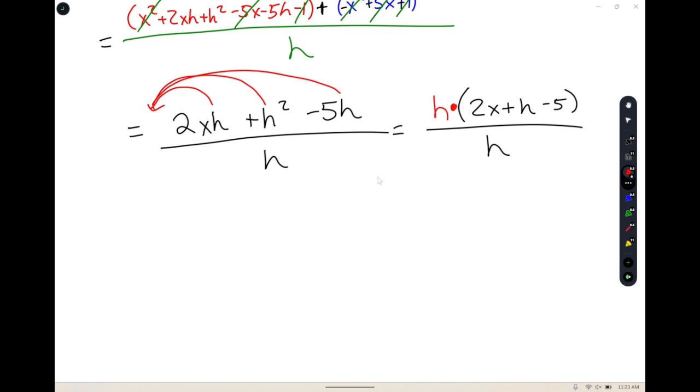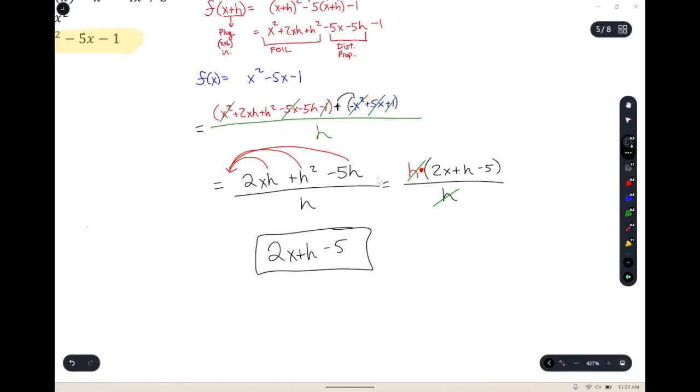But division isn't the opposite of addition, so you've got to be really careful. If you don't have it in every term, you can't do it. If you do have it in every term, you're more than likely going to be able to. So then you're left with 2x plus h minus 5. 2x plus h minus 5. Boom, boom, boom, boom, boom.